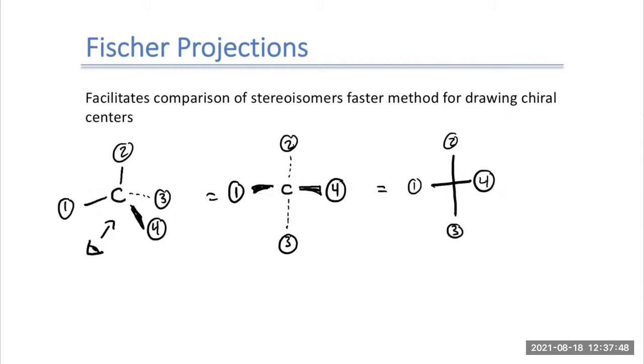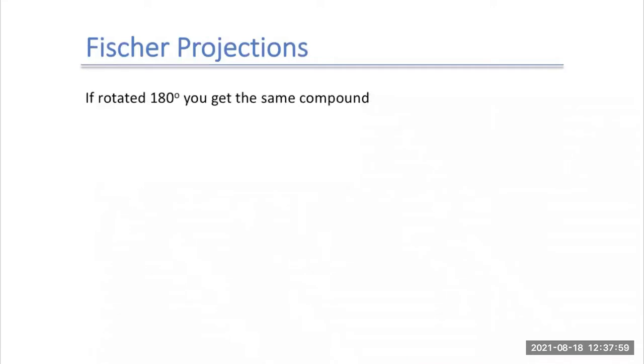If we draw two different Fischer projections, we can easily see if they're different chiral centers or not right away. It's much easier than with the tetrahedral where we might have to rotate. So with our Fischer projections, we do some rotations, but the rotations are not quite the same as with the tetrahedral. If we rotate 180 degrees, you get the exact same compound.